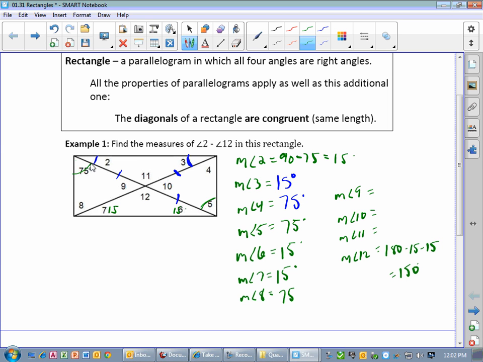What other angle do we now know? 11. How do we know 11? Vertical angles, so 11 must be the same. So we've got 150.